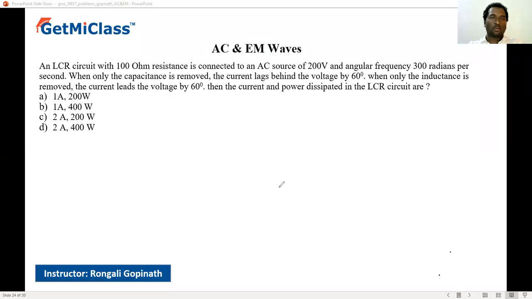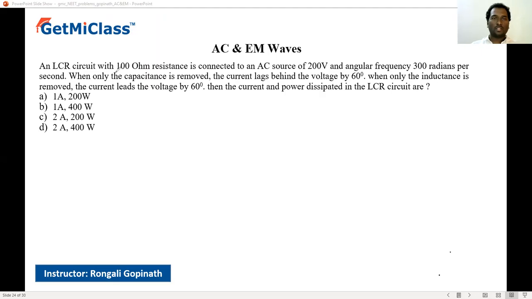An LCR circuit with 100 ohm resistance is connected to an AC source of 200 volt, frequency 300 radians per second. When only the capacitance is removed, the current lags behind the voltage by 60 degrees. When only the inductance is removed, the current leads the voltage by 60 degrees. Find the current and power dissipated in the LCR circuit.